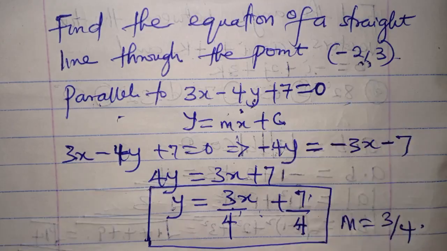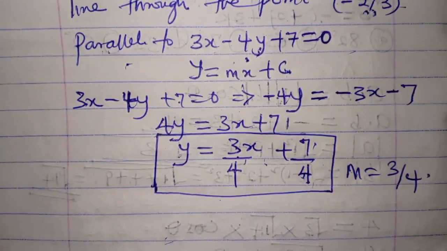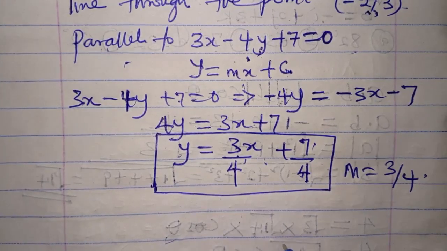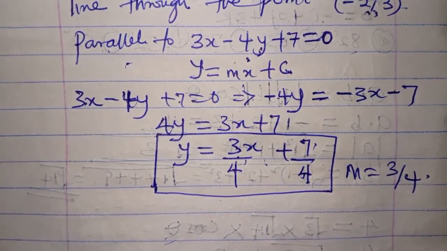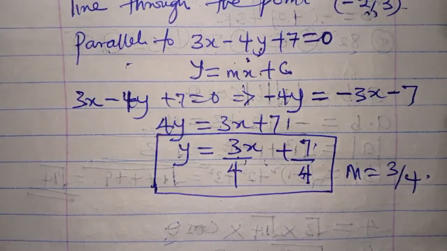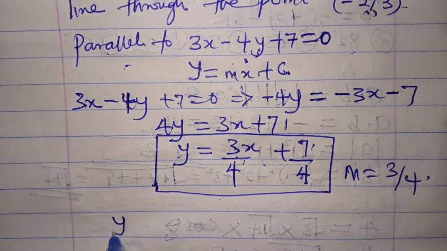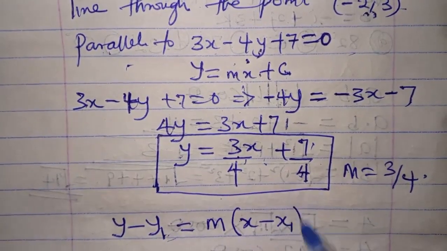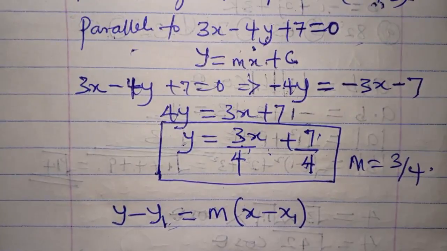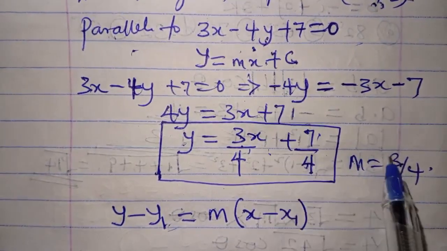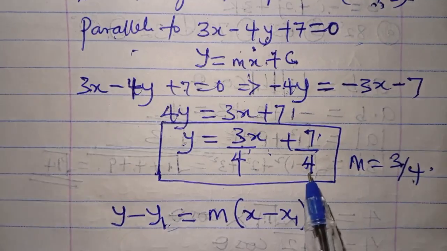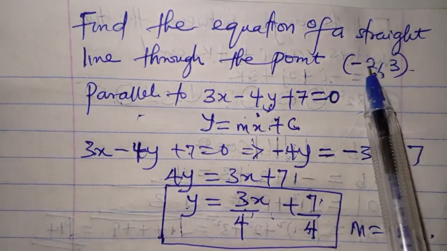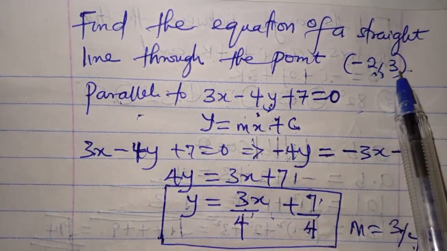This is one point. We can determine the equation using the gradient and 1 point form of the equation of a straight line. This is gradient intercept form. Gradient and 1 point form says y minus y1 equal to m, which is the gradient, into x minus x1. So m for this line is 3/4. Since the two lines are parallel, it is also 3/4 for this line. That's the point: x1 is -2, y1 is 3.